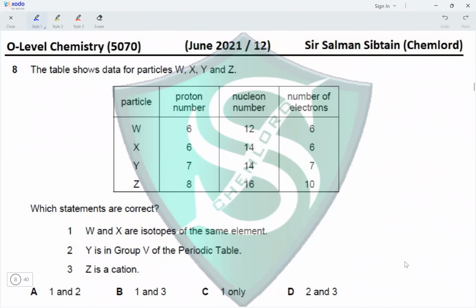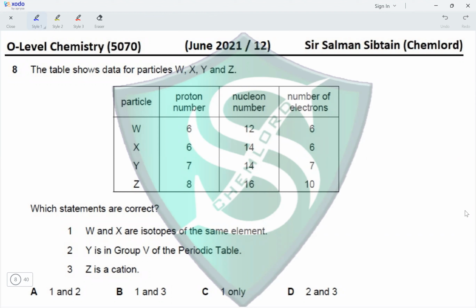Question 8. The table shows data of particles W, X, Y, and Z. It shows its proton number, nucleon number, and number of electrons. Which statements are correct? W and X are isotopes of the same element. Now, isotopes of the same element have the same number of electrons and protons, but a different number of neutrons.